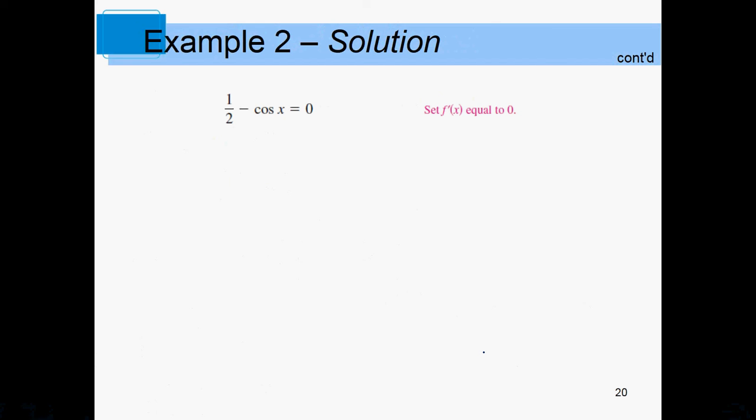All right, so I just move the cosine over. I get cosine equals 1 half. So on the interval from 0 to 2 pi, and this is why we like to do those intervals when we're using trig functions, so that I don't have to do the plus 2 pi n kind of deal. Where on my unit circle does cosine x equal 1 half?